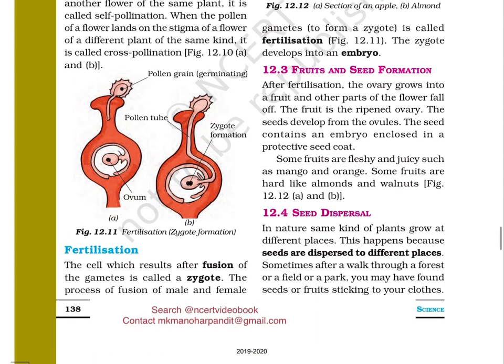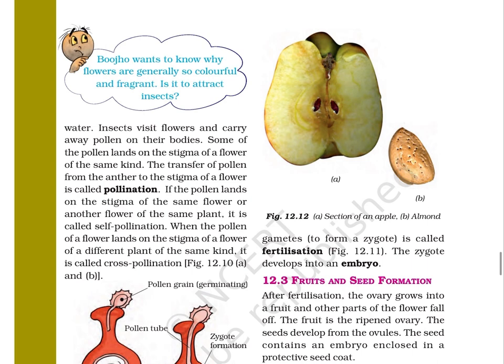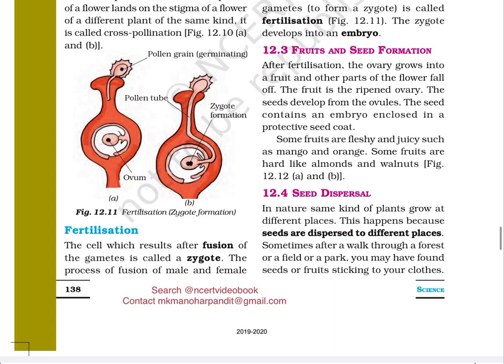Figure 12.12 A. Section of an apple. B. Almond. 12.3 Fruits and seed formation. After fertilization, the ovary grows into a fruit and other parts of the flower fall off. The fruit is the ripened ovary. The seeds develop from the ovules. The seed contains an embryo enclosed in a protective seed coat.